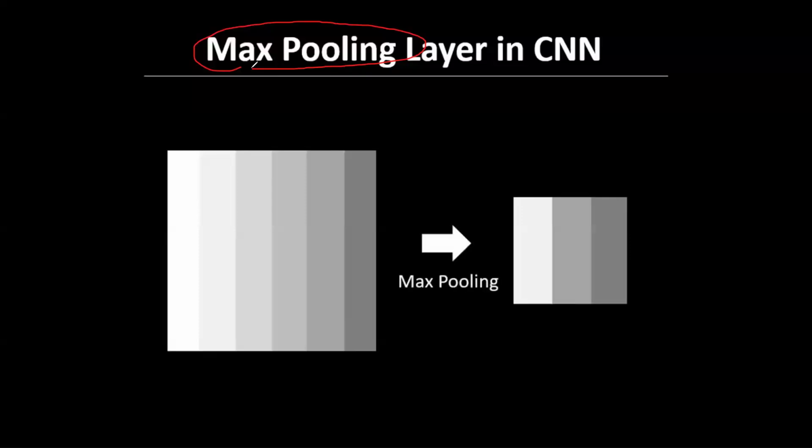For example, this is the output after performing the max pooling operation on this input image. And in this video, we will understand how max pooling works, why do we use it, where do we use it, and we will see the power of using max pooling layer in our convolutional neural network.